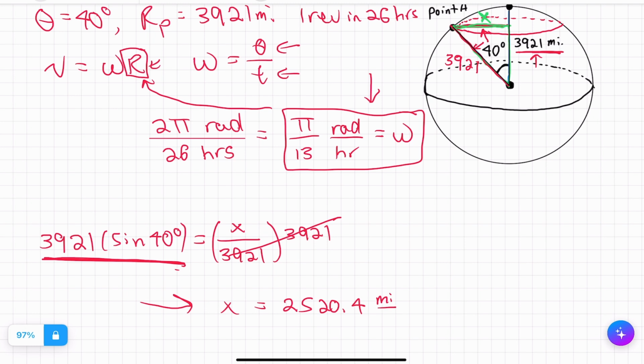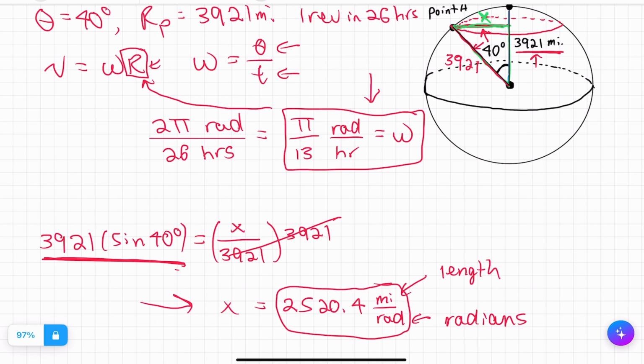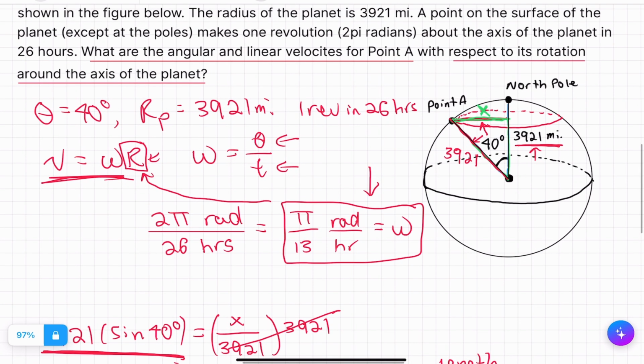This is miles per radian. When I write the units for my radius, I always like to include the length units on top and radians on the bottom. Because as you're solving these problems, you'll notice that the units cancel very nicely later. All right, so now we have enough information. We have our radius and we have our angular velocity to use in this problem to solve for what we're looking for.